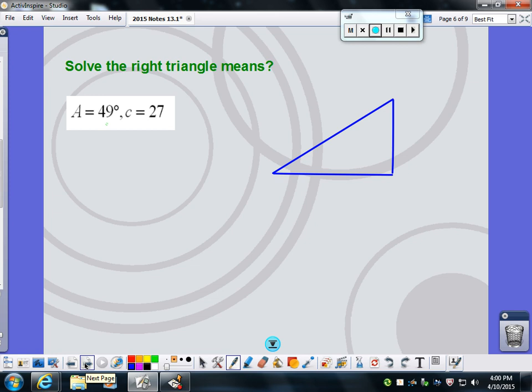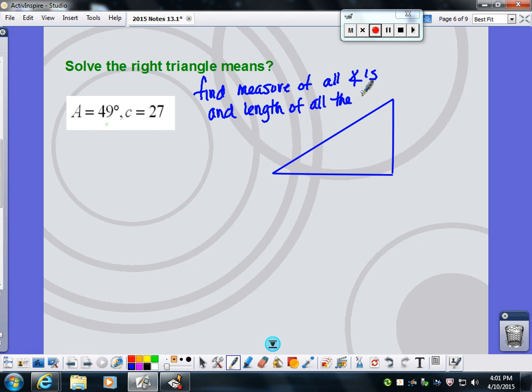All right, we want to solve the right triangle. What does that mean? That means to find the measure of all the angles and the length of all the sides. That's what it means to solve a right triangle.